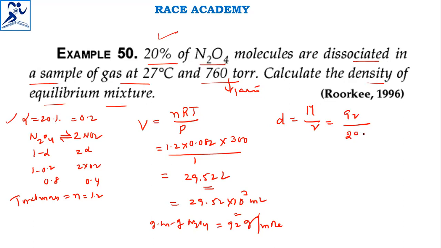volume is 29.52 into 10 cube, that is grams per cc, grams per ml. So upon simplification, you will get 3.12 into 10 power minus 3 grams per ml. This is the right answer for the question. Or else you can multiply this one with 1000, you will get 3.12 grams per liter.